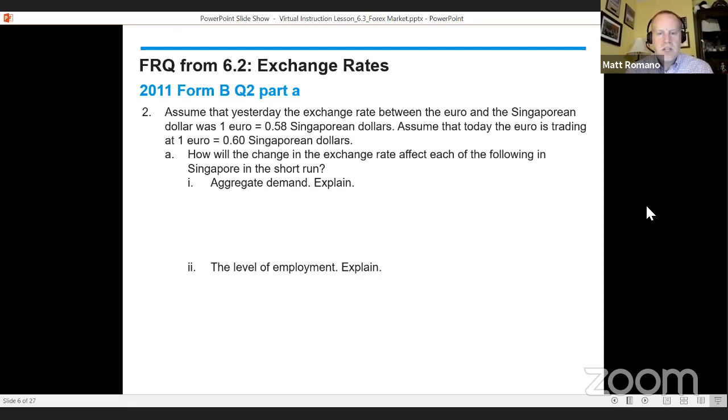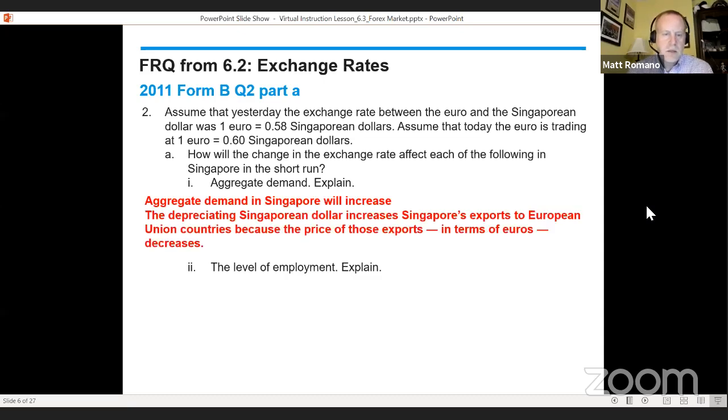How will the change in the exchange rate affect each of the following in Singapore in the short run? Aggregate demand, explain. Level of employment, explain. And those are obviously connected. So for aggregate demand, in Singapore it will increase. Why is that? The word explain is there. We have to give an explanation, make a causal relationship obvious.